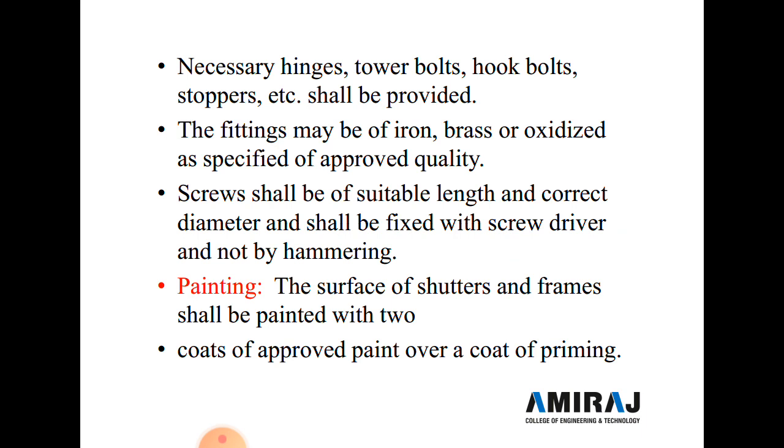And the next point is painting. The surface of the shutter and frame shall be painted with 2 coats of paint over a coat of priming. Here first we apply the primer on the wooden surface, and then we apply the paint in 2 coats. If we do not apply the primer on the wooden surface, all the color is absorbed by the wood, and no shine is seen on the surface of the wooden plates or sheet.